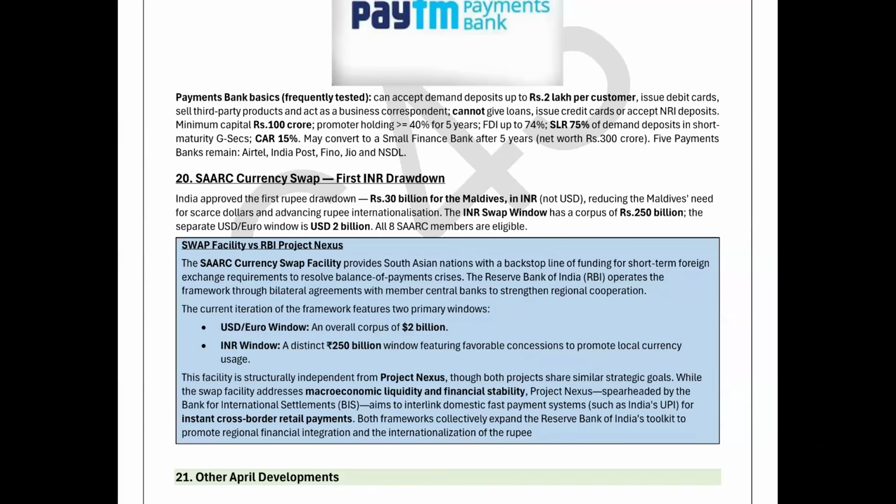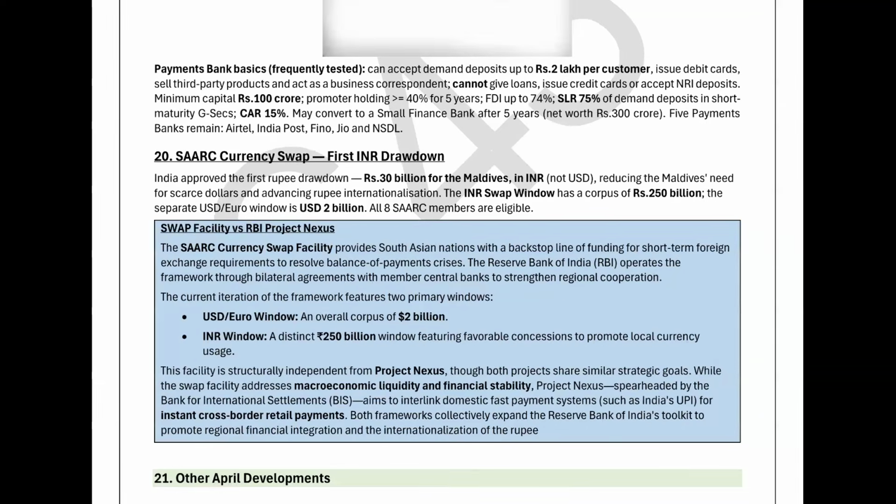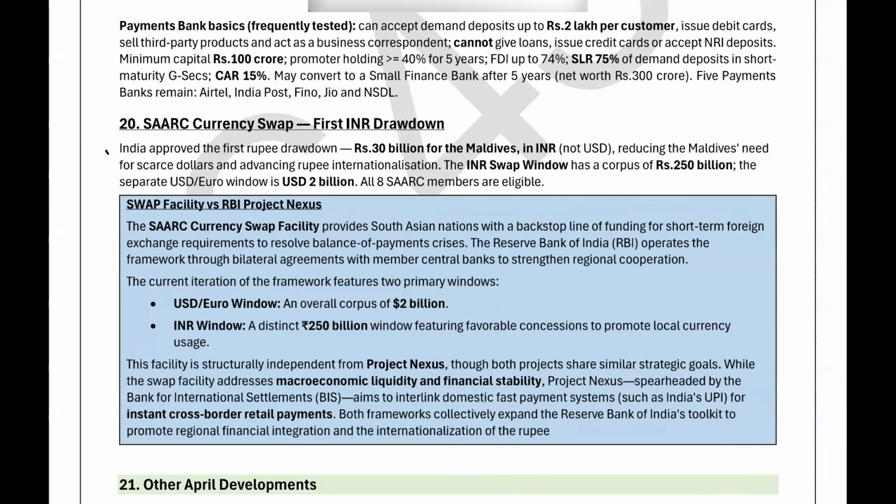सो 20th news is telling about the SARC currency swap, and it is important. SARC currency swap, what is it? First INR that has been drawn down. Please try to understand. ये एक important news है. India has approved the rupee drawdown, 30 billion from Maldives in INR, not USD, reducing the Maldives' need for scarce dollars and advancing rupee internationalization. The INR swap window has corpus कितना, ₹250 billion, ठीक है? Separate USD Euro window is USD 2 billion. All 8 SARC members are eligible, ठीक है?